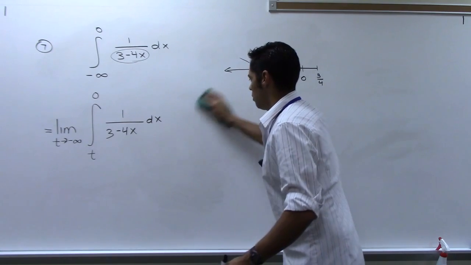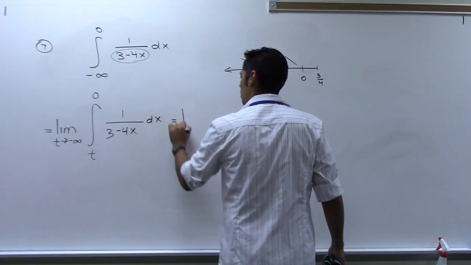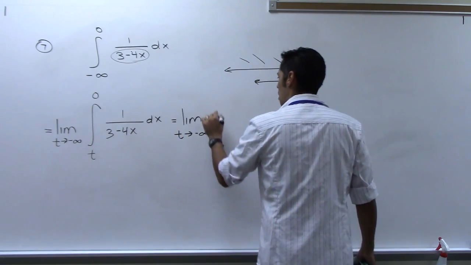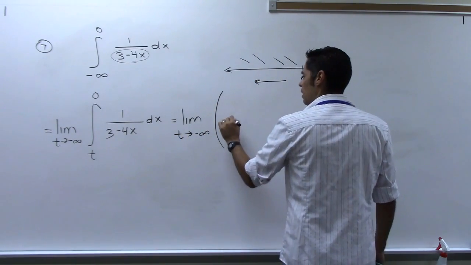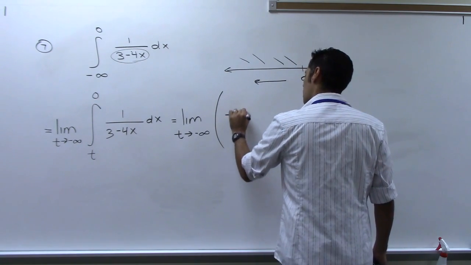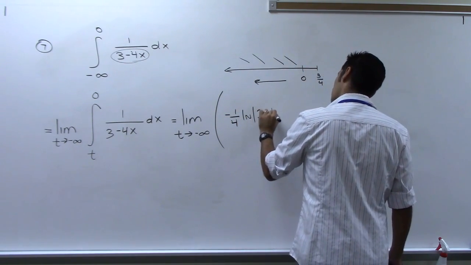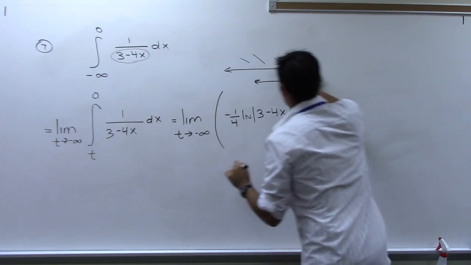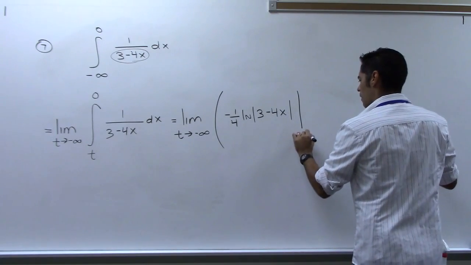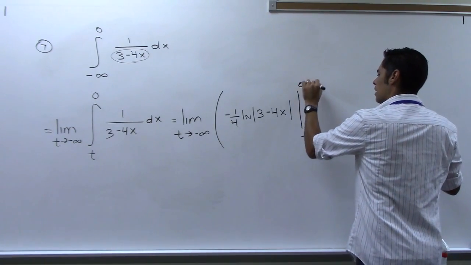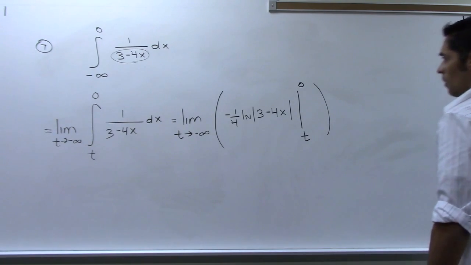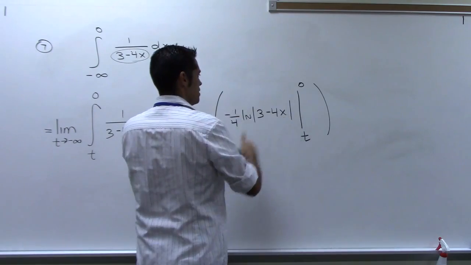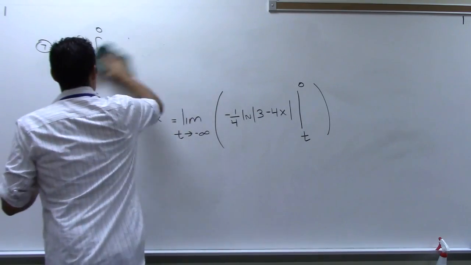Then using that substitution, I find the antiderivative of this. Again, I'm not going to show that. But this will be equal to the limit as t goes to -infinity of, now here's my antiderivative. It's -1/4 natural log of 3 minus 4x, evaluated from t to 0. Then I know that to evaluate this, I need to split this up into two pieces, plug in 0, plug in t. So I'll do that up here.